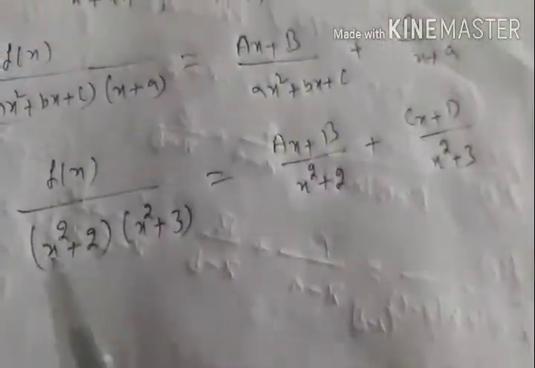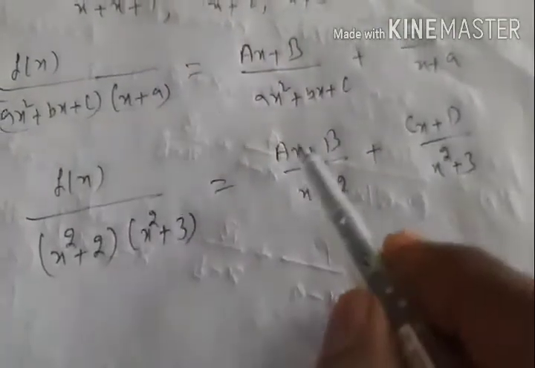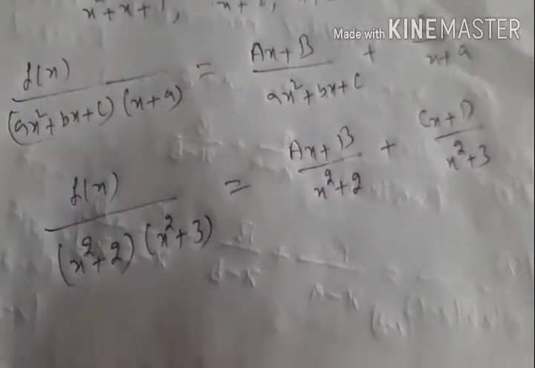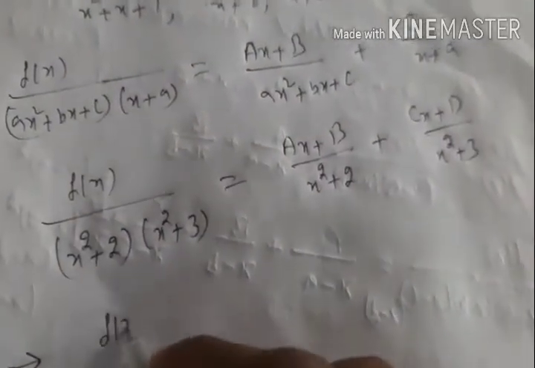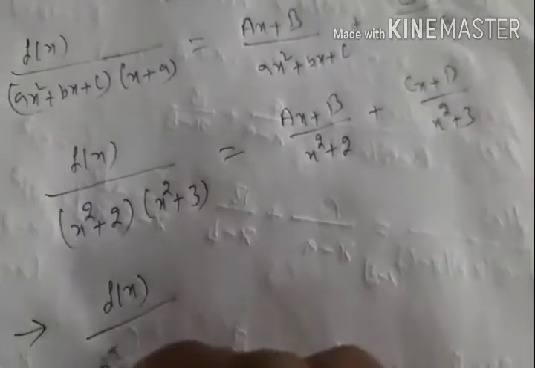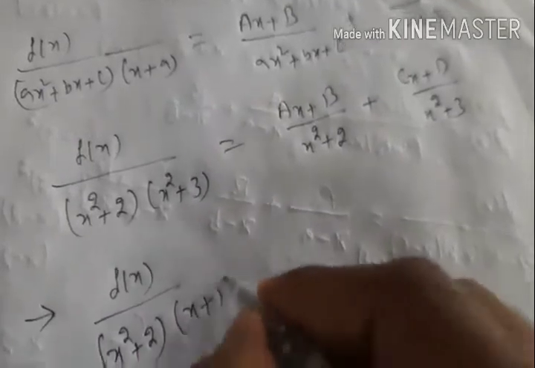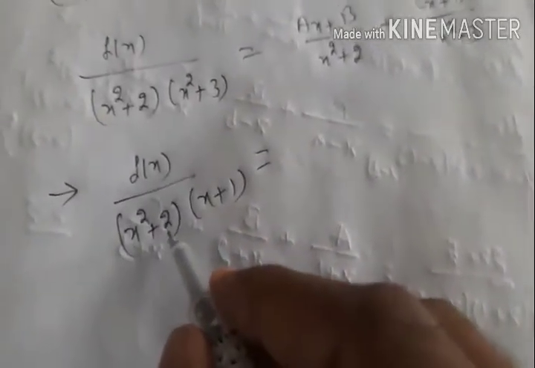If you have the leading factor, you take the constants a, b, c like that. If you have quadratic factors, we take the constant in linear format, ax plus b and cx plus d. And second one, if you have f of x by x square plus 2 and x plus 1, here g of x has two factors. One is a quadratic irreducible factor and the second one is a linear factor.